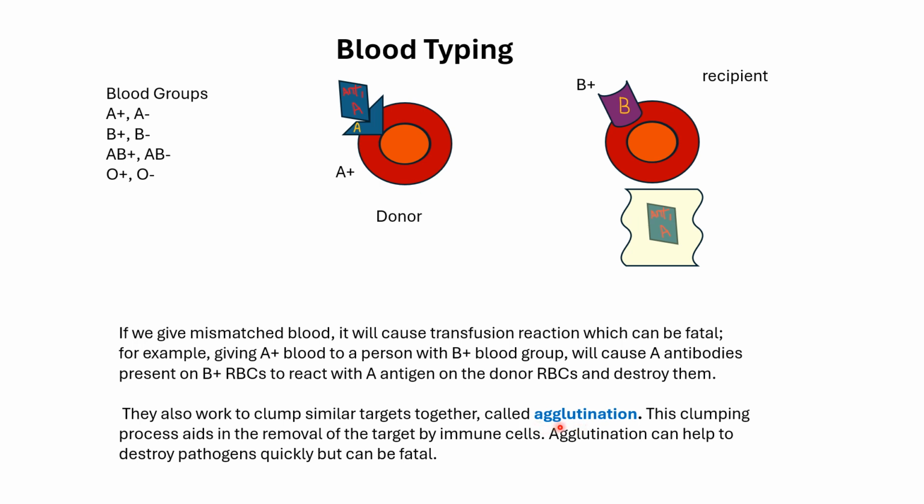And what is the benefit of this clumping? This clumping process aids in the removal of the target by immune cells, because these antibodies are actually trying to protect this person from this foreign antigen. That is why they are attacking. This agglutination can help to destroy the pathogen quickly, but it can also be fatal in the case of mismatched blood.